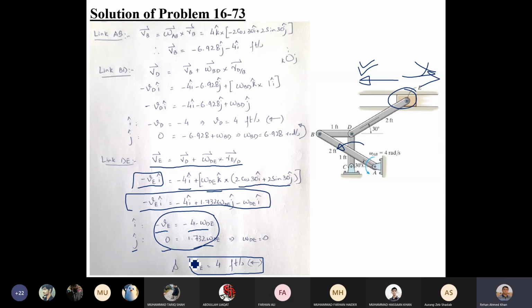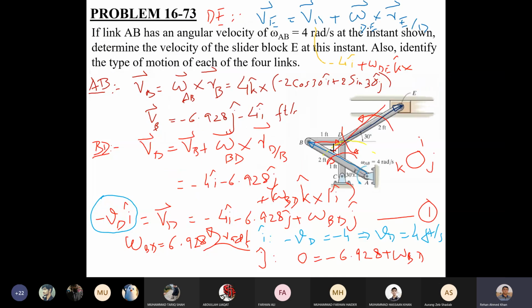Yes, sir. So any question relevant to this problem: if you understand this problem well, then probably any problem related to this topic that is given to you, you can solve, because this could have been the most difficult problem related to this topic. If you understand and solve this, then the other problems will not prove difficult for you. So any query relevant to this topic, which is the relative velocity analysis, the velocity analysis using the relative velocity equation, anything you want to ask.